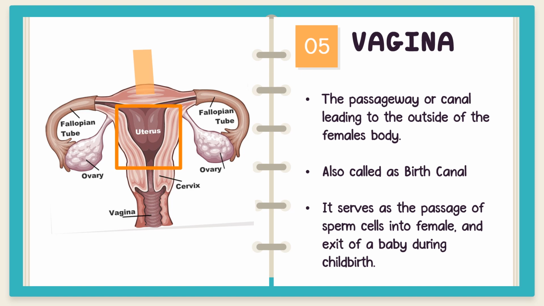So, dito sa vagina daw, dito dumadaan ang sperm cell ni daddy. Dito rin sa vagina dumadaan ang baby kapag nanganganak na si mommy.